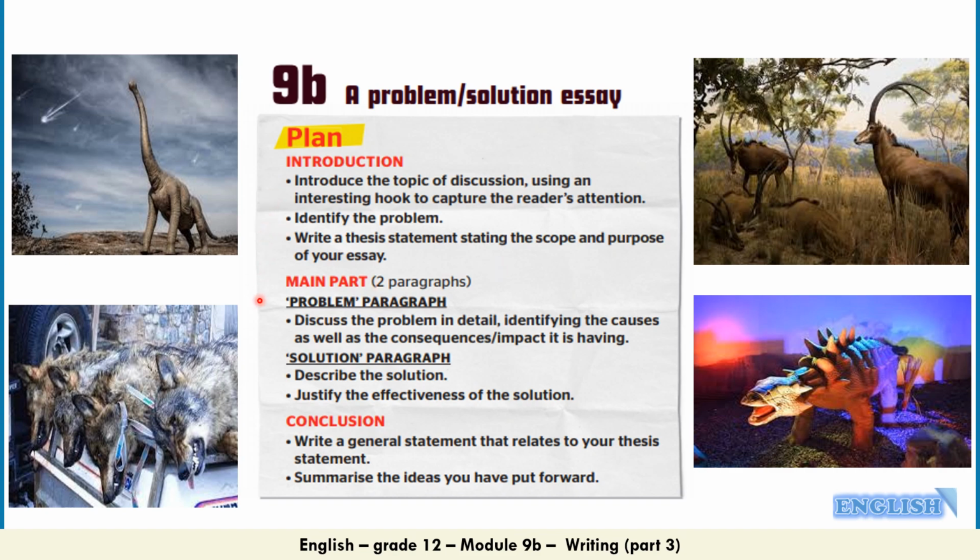In the main part, which will contain 2 paragraphs, one for the problem, it's called the problem paragraph. You are going to discuss the problem in detail, identifying the causes as well as the consequences or the impact it is having. The solution paragraph, you are going to describe the solution and justify the effectiveness of the solution.